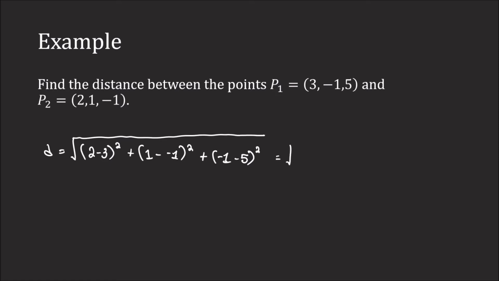So 2 minus 3 is negative 1, squared is just 1. 1 minus negative 1 is 2, squared is 4. Negative 1 minus 5 is negative 6, squared is 36. So we get the square root of 1 plus 4 plus 36, which is the square root of 41. So the distance between these 2 points is root 41.